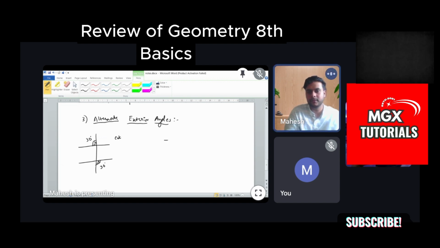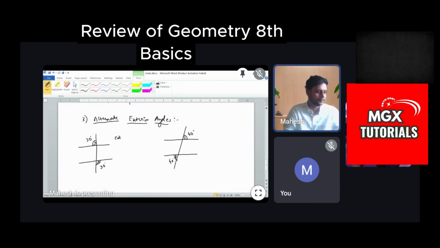One more example. If I draw it here, 40 degrees, one more will be 40 degrees. Easy or no? Yes, correct. One interior will be there, one exterior will be there. You should identify. And identifying is very easy. Correct. Like that you can think.